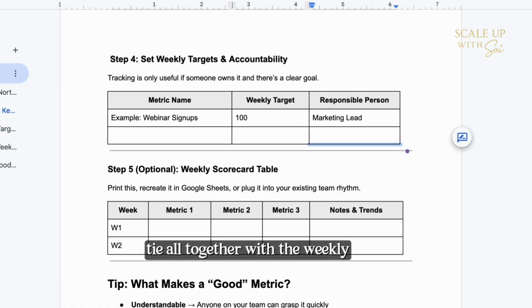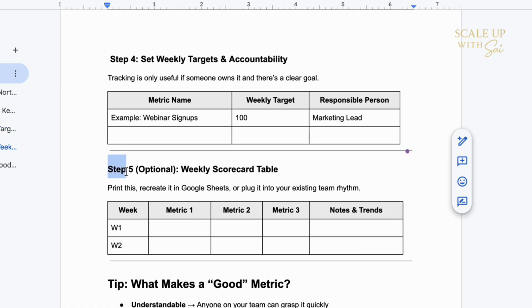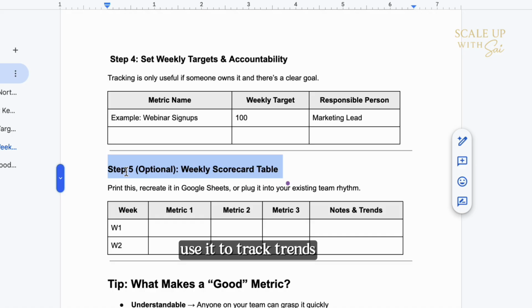Now let's tie it all together with the weekly scorecard table for step 5. Use it to track trends, spot issues early, and stay aligned week over week. You can drop this into Google Sheets, ClickUp, or whatever your team operates on. So this is how you make growth measurable and manageable.